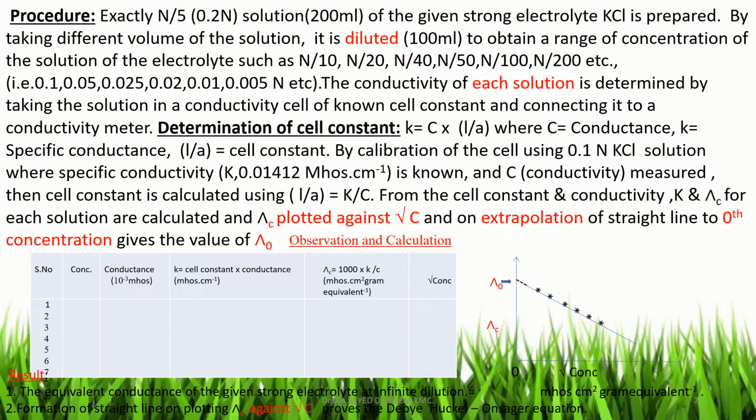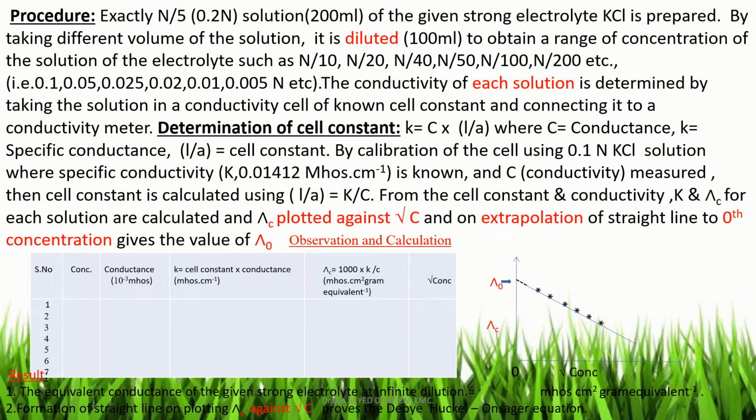The specific conductance of 0.1 normal KCl solution is a constant value, that is 0.01412 mho per centimeter. By simply substituting this specific conductance value and dividing by the observed conductance of 0.1 normal KCl solution, we can calculate the cell constant of the given conductivity cell.